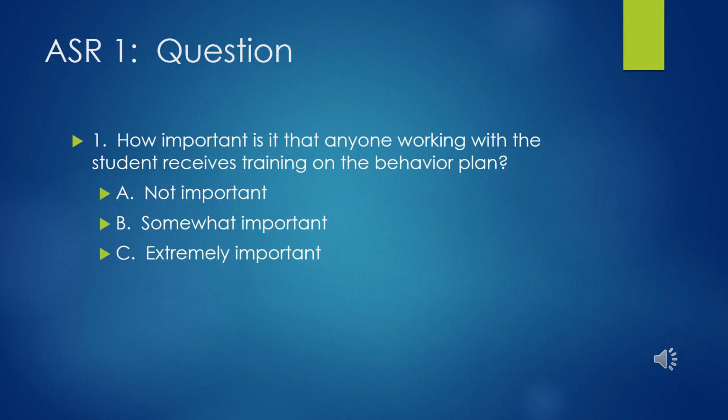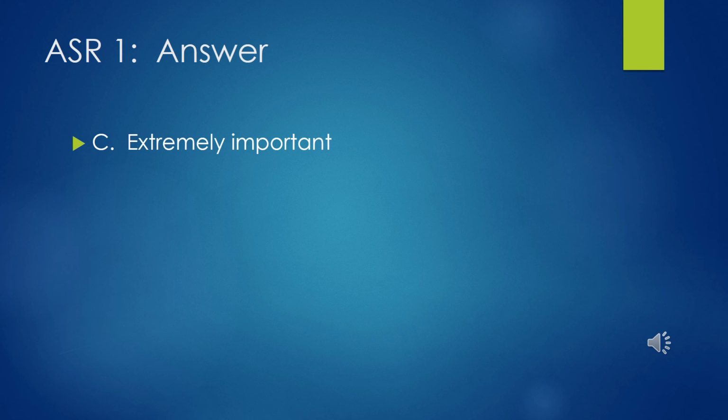Okay, so ASR number 1, our question: how important is it that anyone working with a student receives training on the behavior plan? A, not important, B, somewhat important, or C, extremely important? And the answer is C, extremely important, that any staff member working with that student knows what to do and knows the behavior plan and has received training.